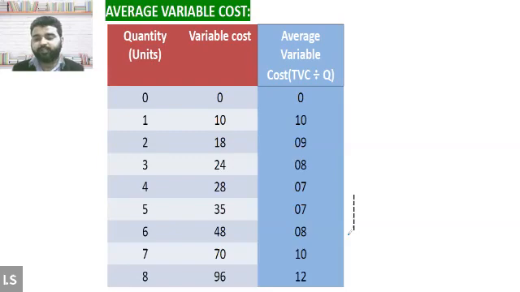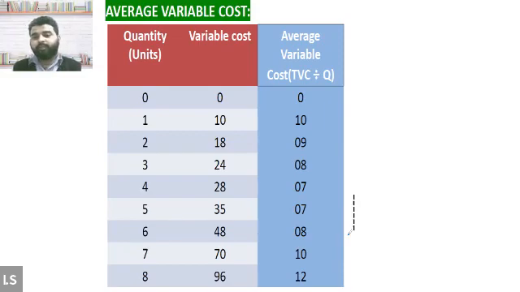So what you will notice in the column of AVC is that AVC is initially declining, right? If you avoid 0 unit and just start looking from the first unit onwards, you will see that initially it is decreasing: 10, 9, 8, and 7. Till this point, it is decreasing. So 7 is the minimum point. After 7, it starts to increase, it goes to 8, then 10, then 12. So here you can notice that AVC is initially declining, then it starts picking up, it starts increasing, right?